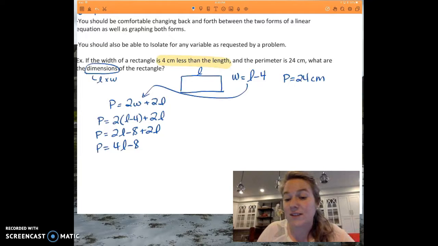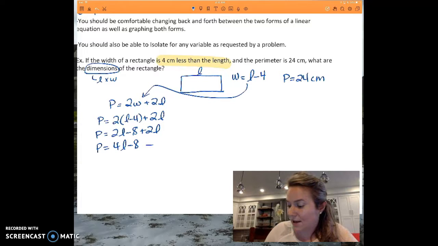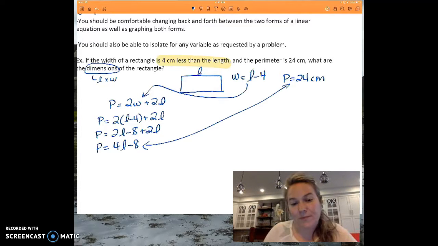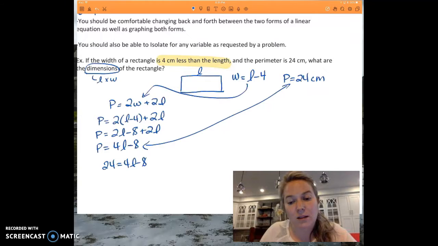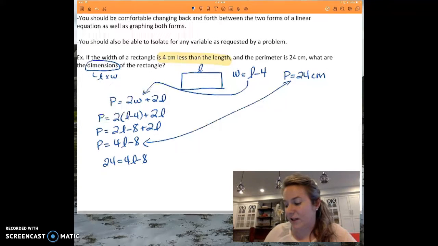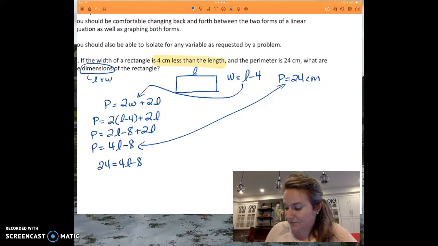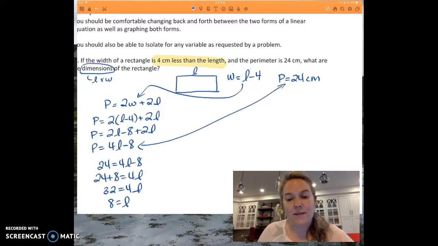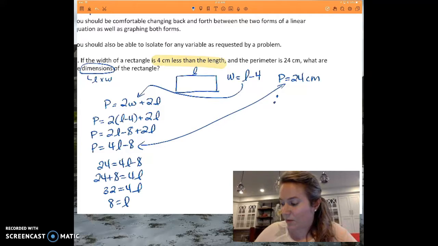Am I any closer to having solved my problem? Yes, I know the perimeter. The perimeter is 24. So I'm going to say 24 equals 4L minus 8. Now can I solve for length? Yes, I'm going to solve for length. So 24 plus 8 equals 4L. 24 plus 8 is 32 equals 4L. If I divide both sides by 4, I'm going to get 8 equals L. So the first part of my problem says, therefore, the length is 8 centimeters.